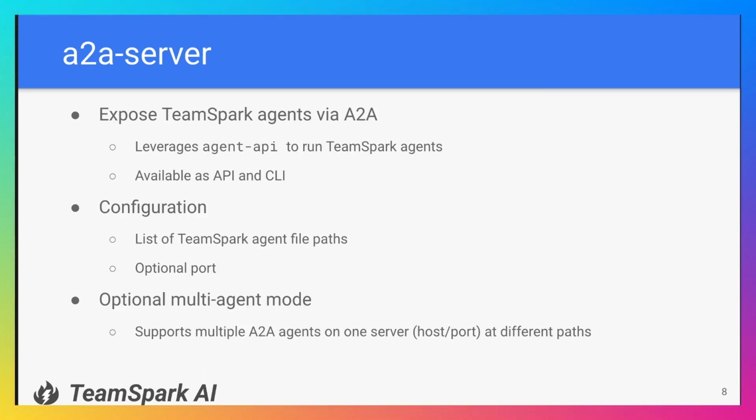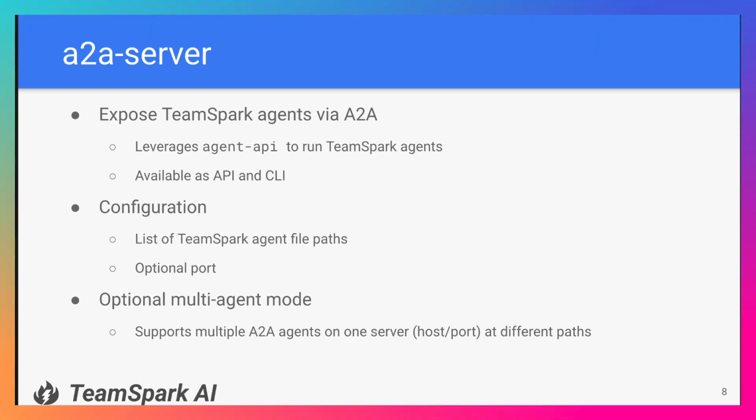And that is that the first part of this is that we built an A2A server. So we basically built a server that sits in front of TeamSpark agents using the Agent API. So essentially it fires up the TeamSpark agents over Agent API, and it adapts them to the A2A protocol. So it implements the A2A server protocol and calls the TeamSpark agents over the Agent API. So A2A server is a separate package in our main repo. You can use it now. It's available as an API and a CLI. Its configuration is pretty simple. You just give it a list of agent file paths and an optional port.